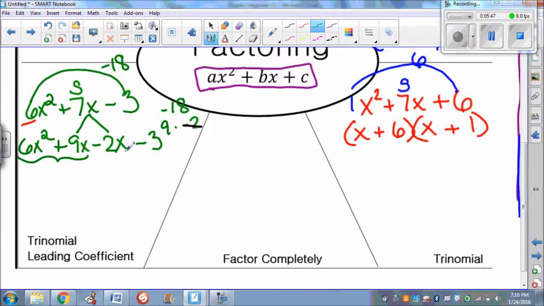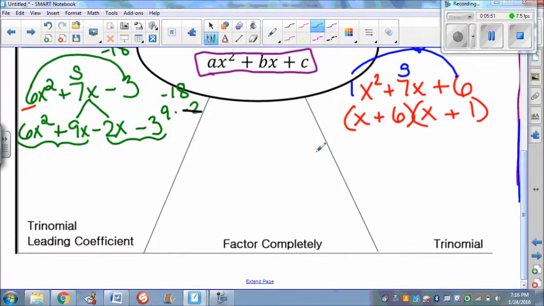So this is where I take and I group my first two terms and my last two terms. And I do some GCF factoring. So what is the GCF in this first group? It's 3x. And I'm left with 2x plus 3. Don't forget, always keep that sign that's in the middle.